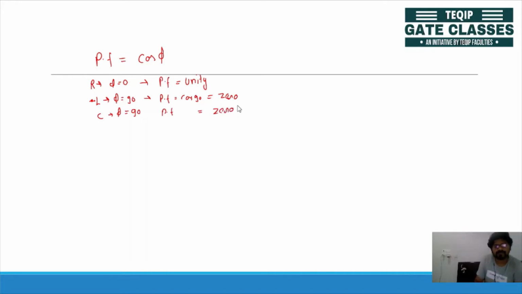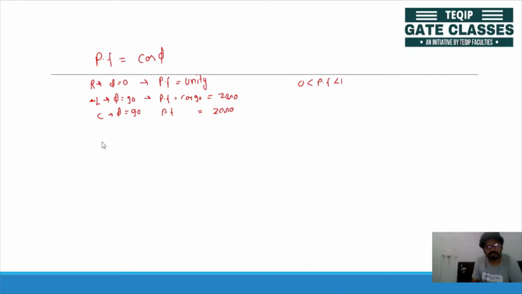It means your power factor varies between 0 and 1. Okay, so ideally our power factor should be close to 1. What its significance is, we will discuss later.